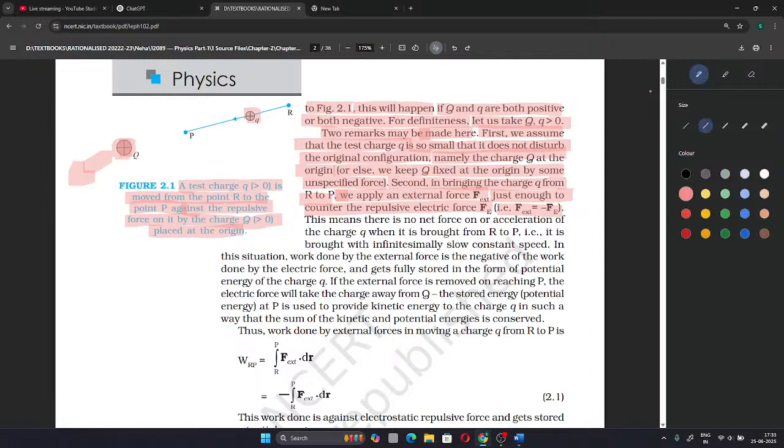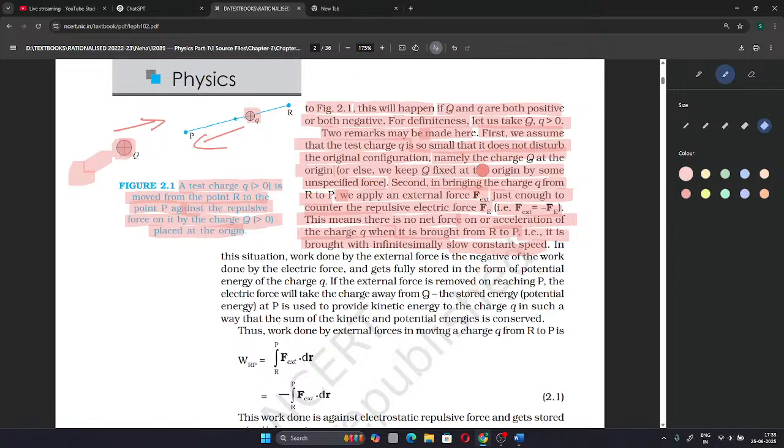where the electric field is acting this side but the force is this side. That is why they took a negative here. This means that there is no net force on or acceleration of the charge Q when it is brought from R to P. That is, it is brought with infinitely slow constant speed.